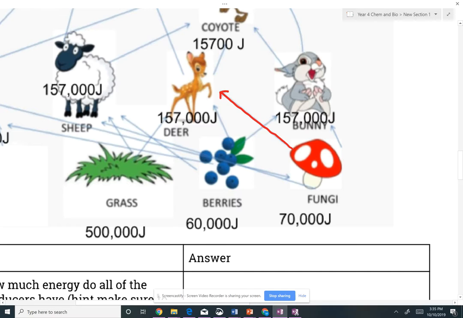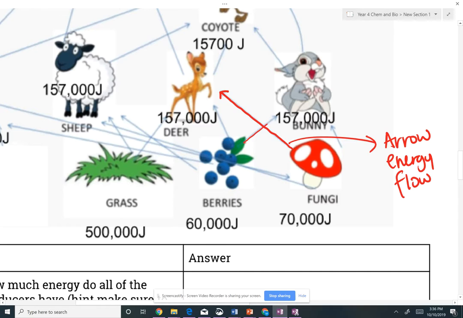So we have this fungi that's pointing an arrow to the deer. If this arrow is pointing to the deer, the arrow means that energy is being passed. Arrow is energy flow, right? And the arrow's energy flow does not mean that the fungi is eating the deer, because that doesn't make any sense. So you guys have to make sure that the arrow is the energy flowing.